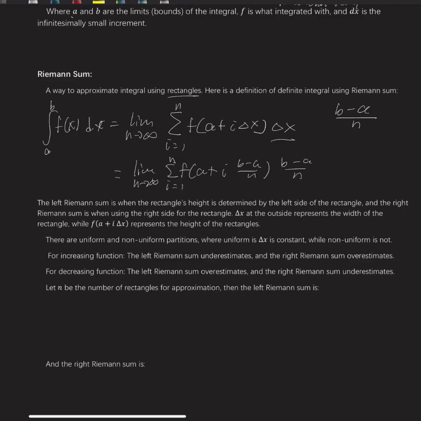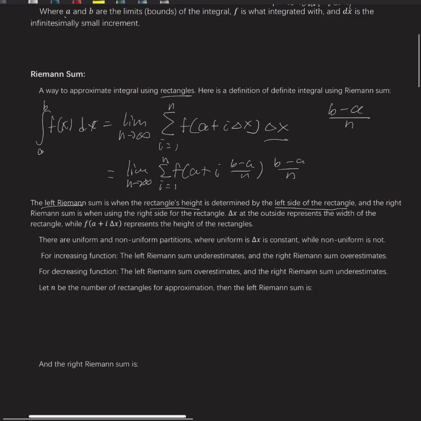There are two different Riemann sums, and we'll cover the left and right Riemann sums right now. The left Riemann sum is when the rectangle's height is determined by the left side of the rectangle. The right Riemann sum is when using the right side of the rectangle. The delta x on the outside represents the width of the rectangle. So the delta x is this thing, that's the width of the rectangle. And this part here is the height of the rectangle.